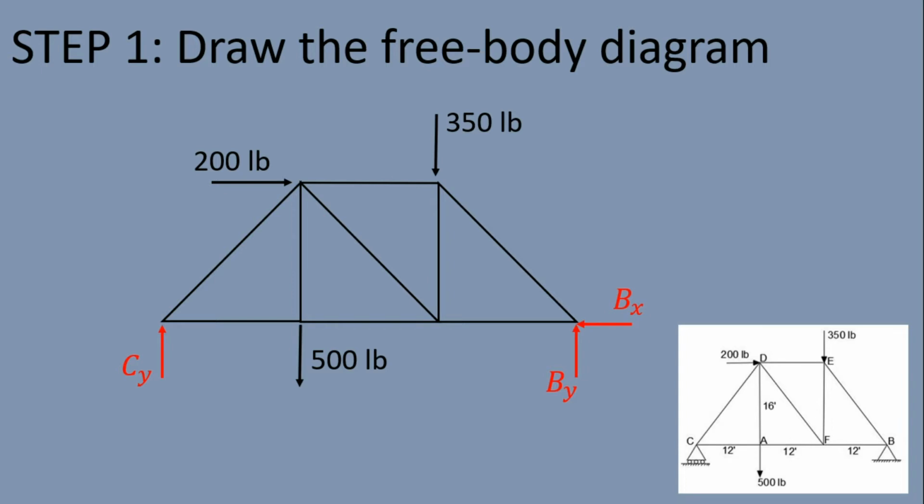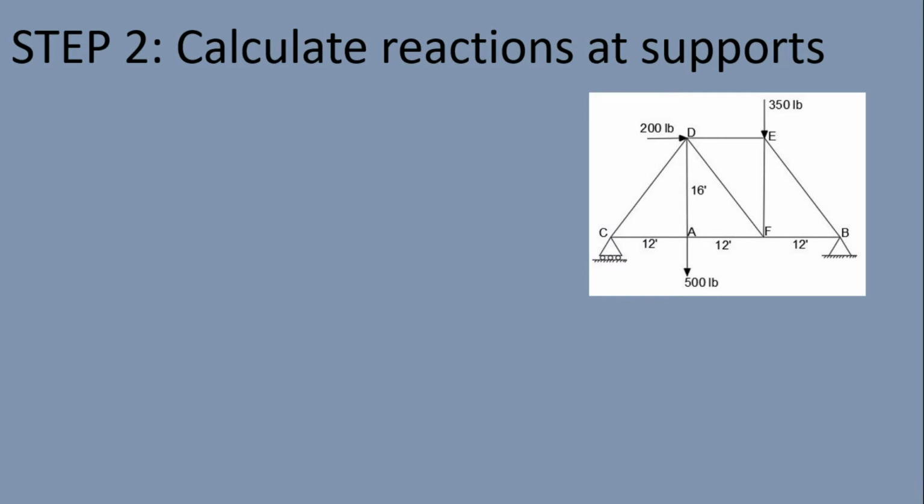So sa C natin, since it is a roller support, isang reaction lang kaya niya, no? Since naka-orient siya dun sa horizontal. So ang vertical ang kanyang reaction. So we have the B support which is a hinge. So dalawa yon, isang vertical at saka isang horizontal reaction. So calculation of reactions at support.